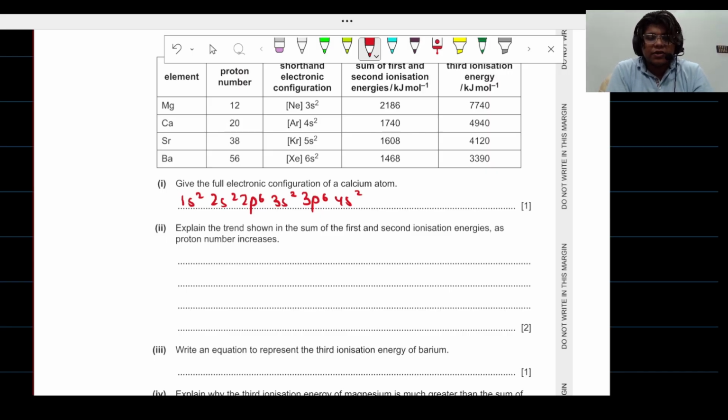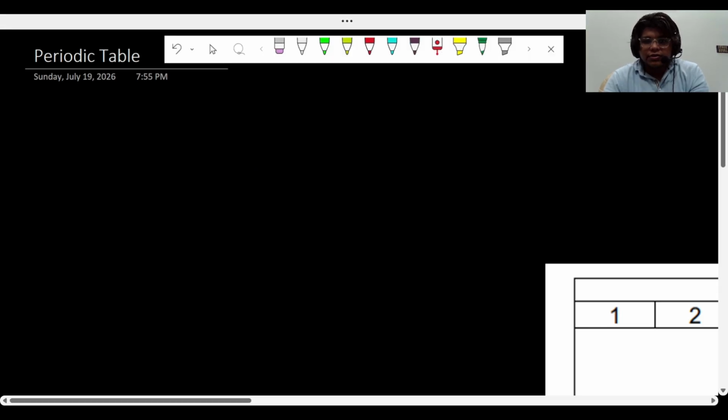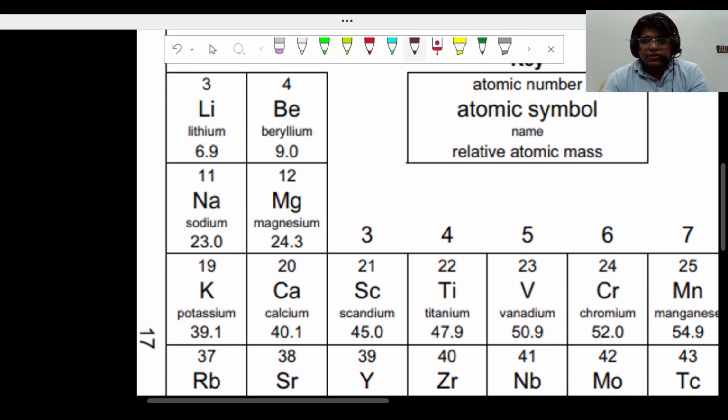Now in part 2 it says to explain the trend shown in the sum of the first and second ionization energies as proton number increases. So we need to explain why the sum of the first and second ionization energies decreases as we move down. As you move down, the electrons are removed from a new shell. The valence electrons are in the third shell for magnesium, then in the fourth shell for calcium. You can look at the periodic table for that. Calcium is in the fourth period, and magnesium is in the third period. So the electron to be removed is from a new shell.